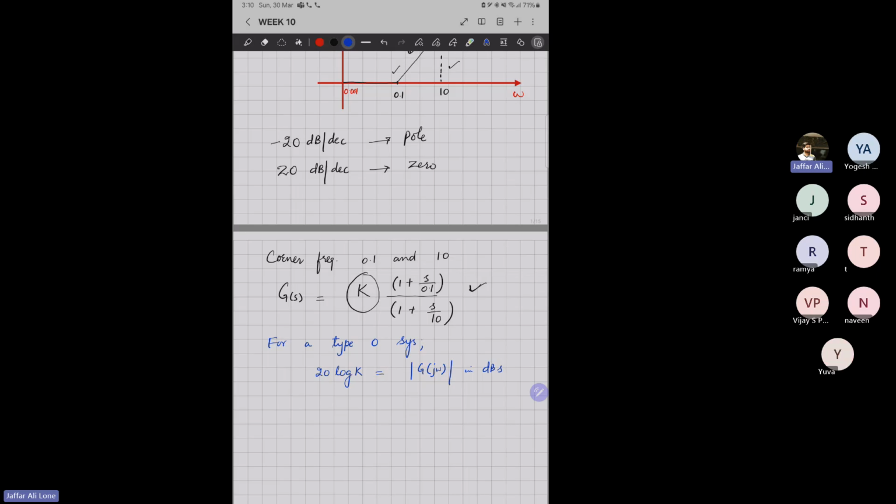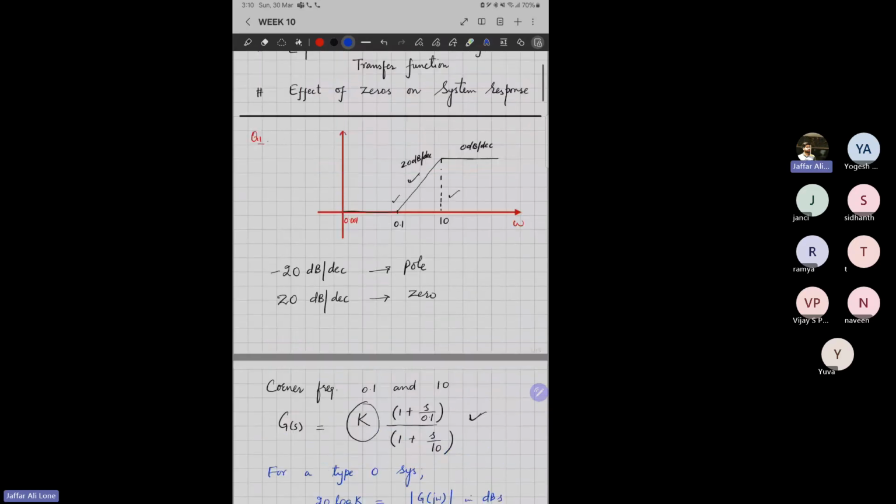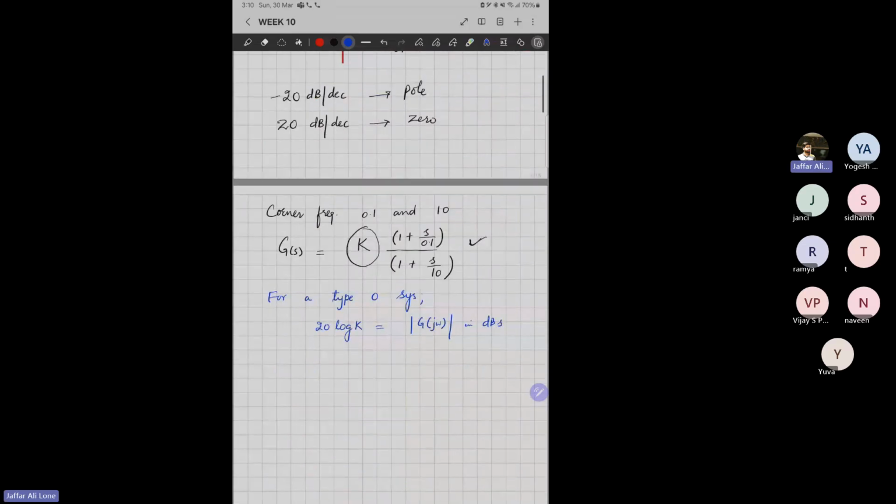So for a type 0 system, there is this formula: 20 log of k is equal to the magnitude of G(j omega) in dBs. This is the initial magnitude in dBs. Initially the magnitude is 0 dBs, which means 20 log of k is equal to 0. It means k is 1, right? We will solve some more problems, then this will be more clear. For the time being, just bear with me.